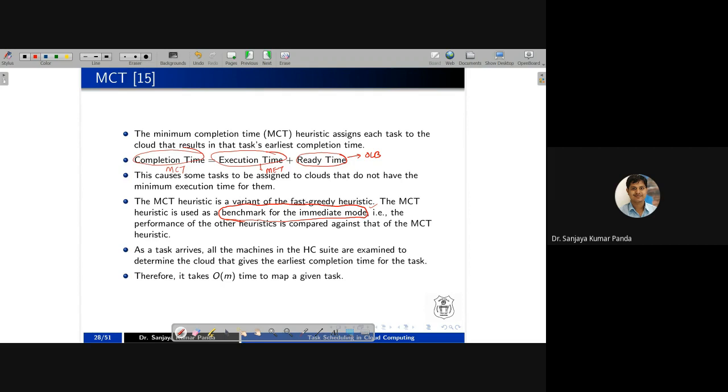So the performance of other heuristic is compared against that of MCT heuristic. You don't need to compare with other heuristic, but at least you may compare, but MCT should be compared when you develop a new heuristic. So as a task arrives, all the machines in the heterogeneous computing suite are examined to determine the cloud that gives earliest completion time for the task. Okay. And like OLB as well as MET, here also it takes an order of M time to map a given task. Okay, the complexity is order of M to map or to select a particular machine in each and every heuristic, right? So let us do this calculation so that you can easily understand.